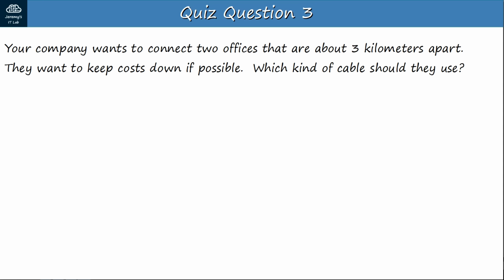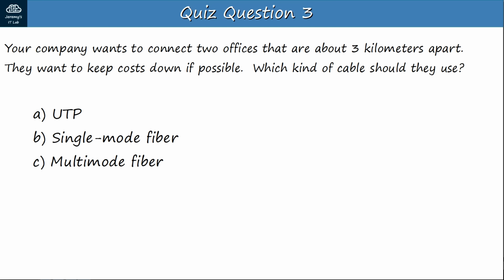Your company wants to connect 2 offices that are about 3 kilometers apart. They want to keep costs down if possible. Which kind of cable should they use? A, UTP. B, single-mode fiber. Or C, multimode fiber. Pause the video to think about your answer. The answer is B, single-mode fiber.